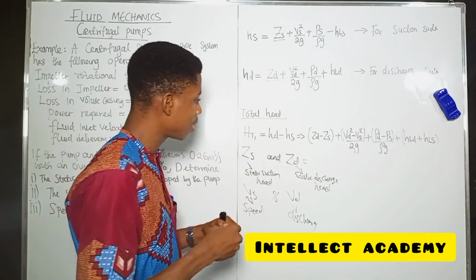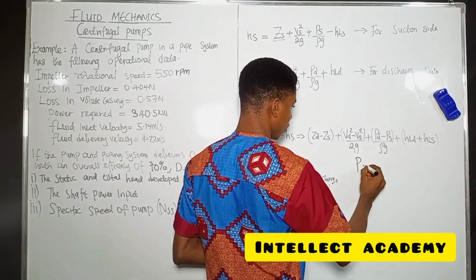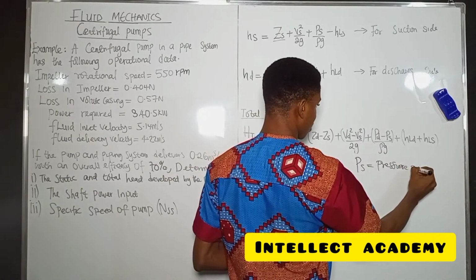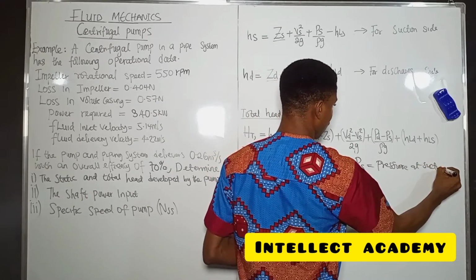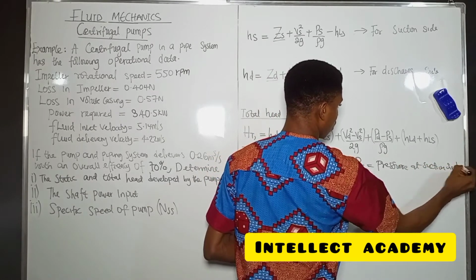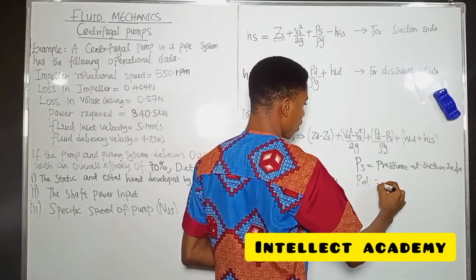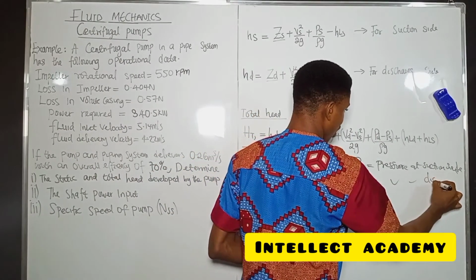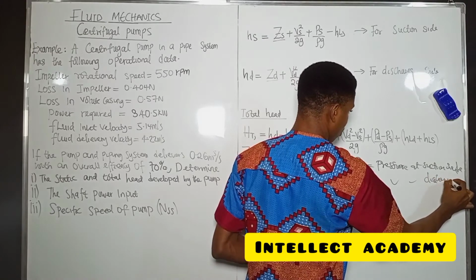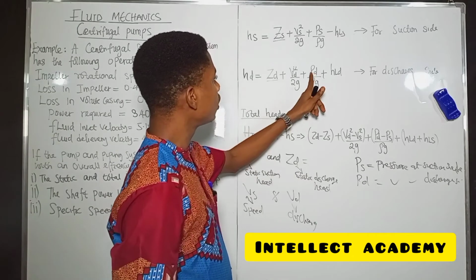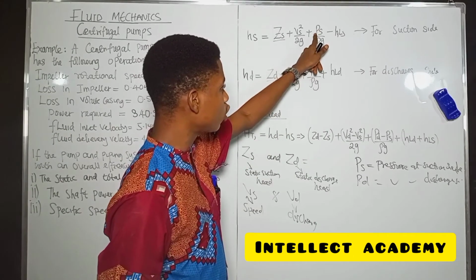So this PS signifies the pressure at suction side. Then this PD here signifies the pressure at discharge. So take note, this is the pressure at the suction.